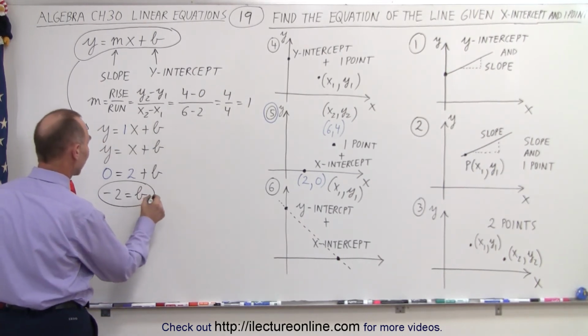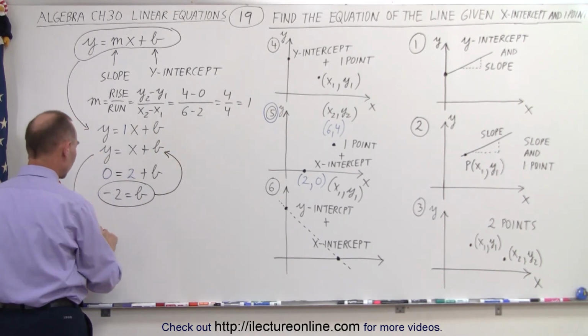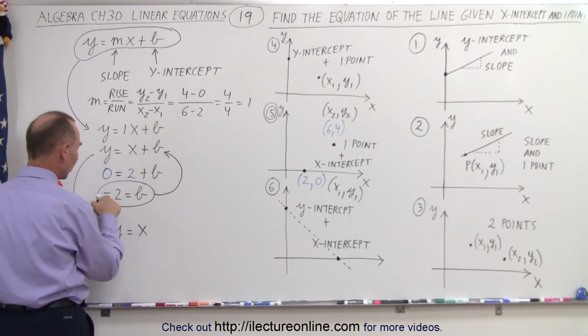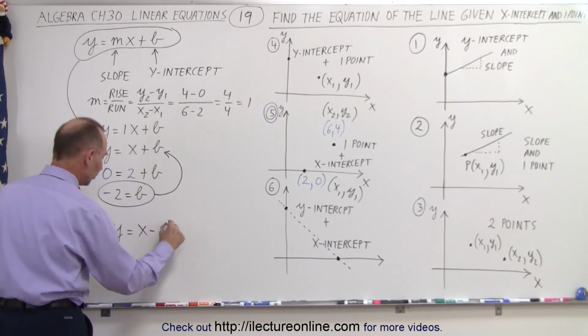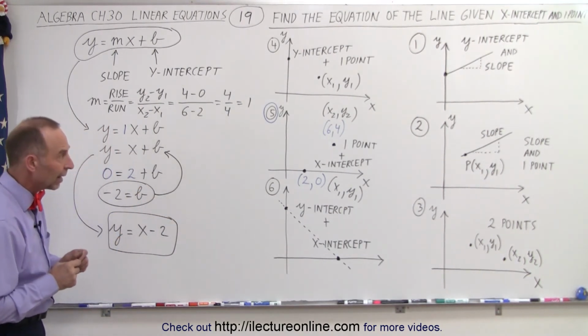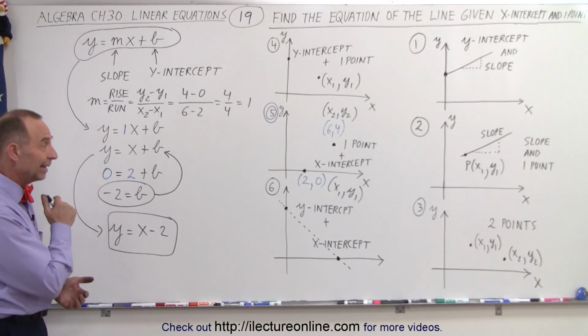Then we plug that back into our equation right here. And when we do, we get the following. We get y is equal to x, and instead of plus b, we write plus negative 2, which is minus 2. And there is the equation represented by the line where we know the x-intercept and 1 point on the line. And that is how it's done.